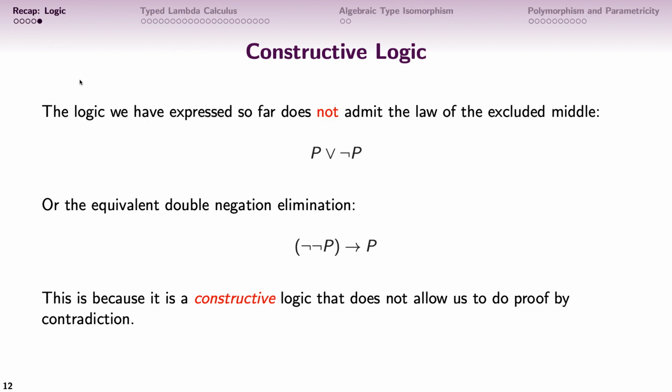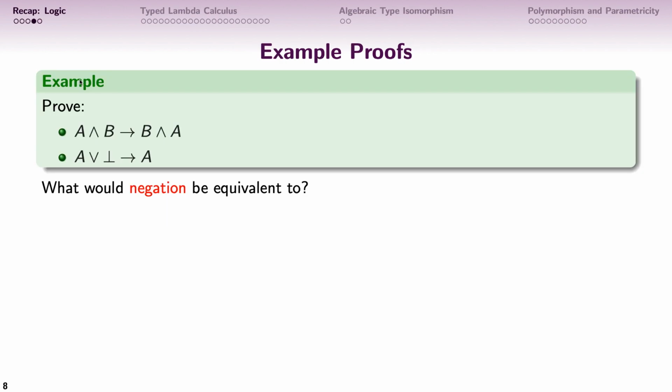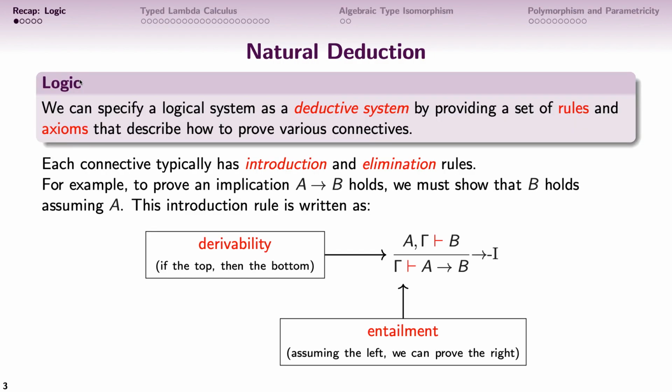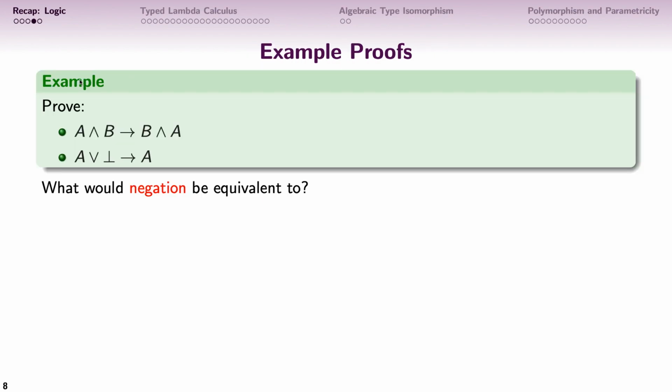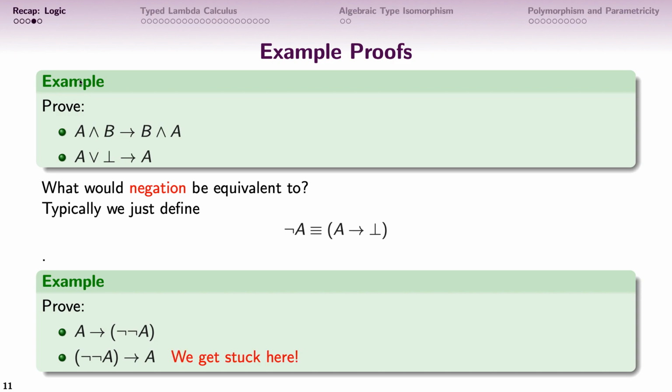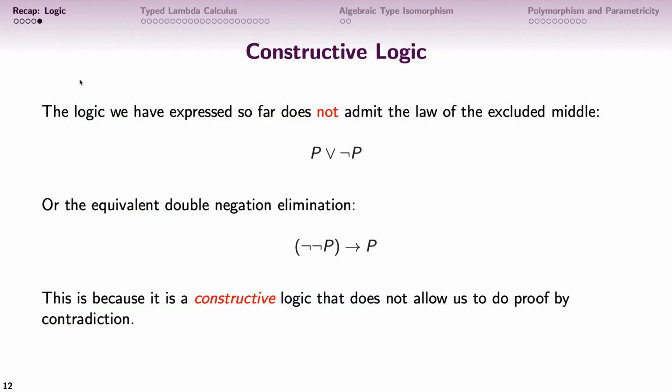So that's a recap of logic. I've introduced all of the different connectives that we're going to use and talked a little bit about the difference between constructive and classical logic. So now we're going to actually get into the theory of types that I said I'd get into 40 minutes ago.